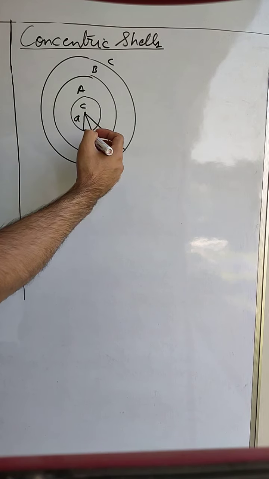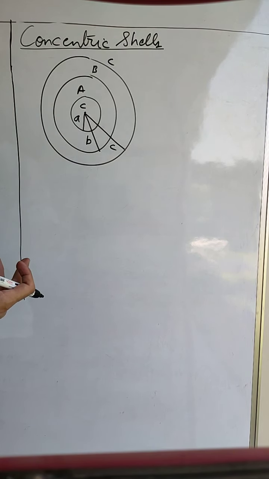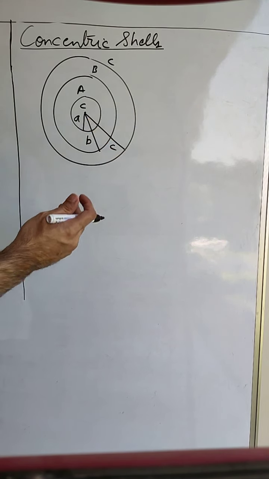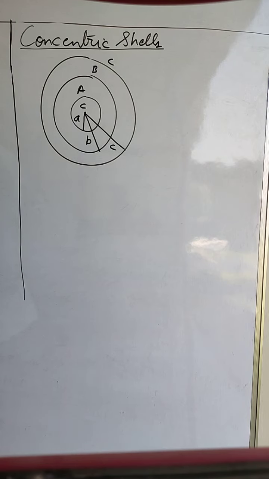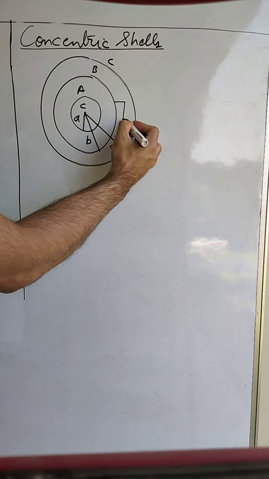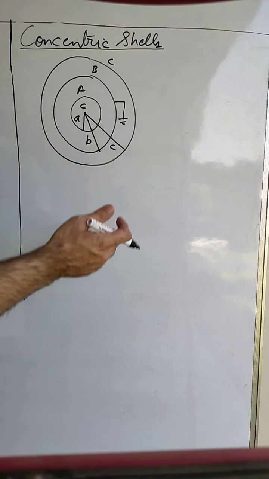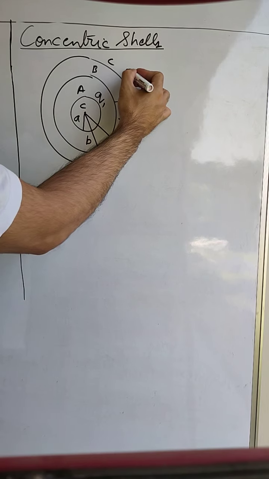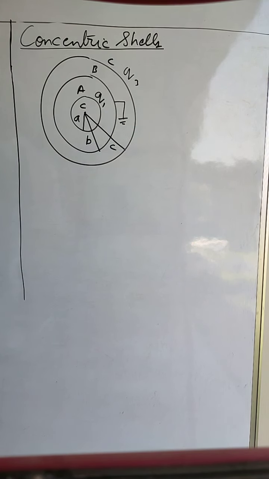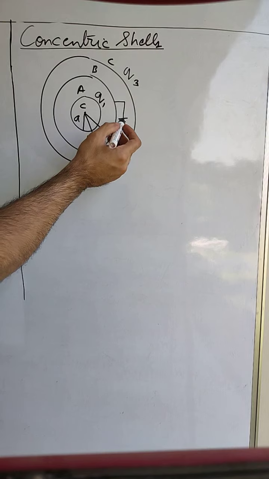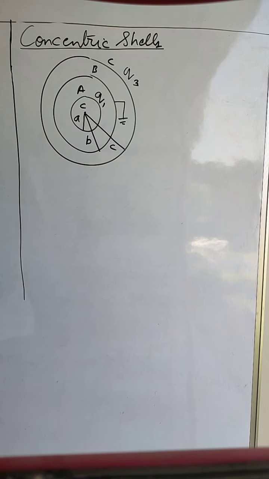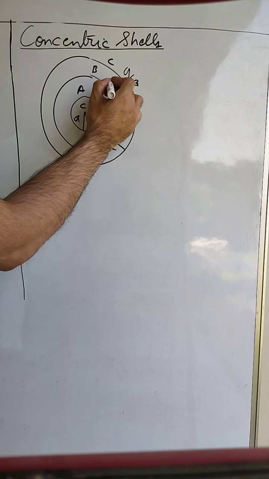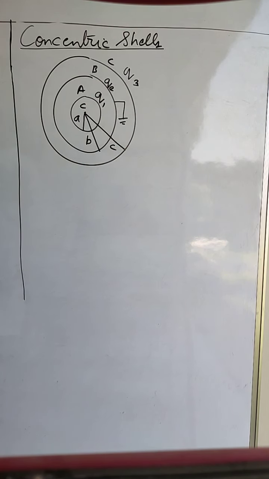There are many combinations of problems in which earthing is connected, sometimes to A, sometimes to B, sometimes to C. The process of solving is the same. So let us say we connect B with the earth and we give charges, let us say Q1 on A and Q3 on C. Now when the shell B is connected to the earth, a charge of QE will flow and the charge acquired by the shell B will be QE.